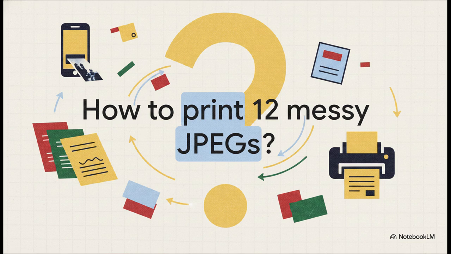But as you can imagine, if you try printing straight from a smartphone photo gallery, what do you get? Giant, awkwardly placed images, massive weird margins, and those ugly gray backgrounds. It's an absolute formatting nightmare. Which brings us to the exact problem the creator had to solve. How do you take a dozen messy JPEGs and turn them into something actually usable without spending hours manually cropping and pasting them into a Word document?